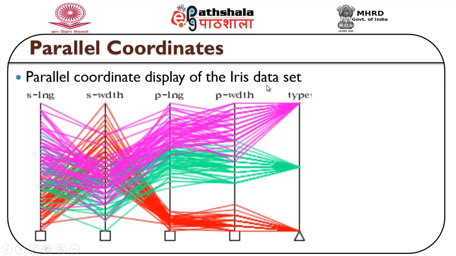This is a parallel coordinate display of the iris data set. Here you can see the sepal length, sepal width, petal width and the type each represented as separate perpendicular lines, and the data is actually represented using the parallel lines.